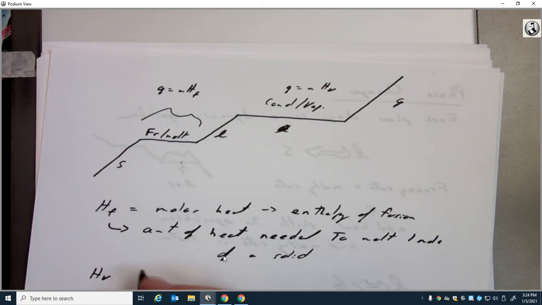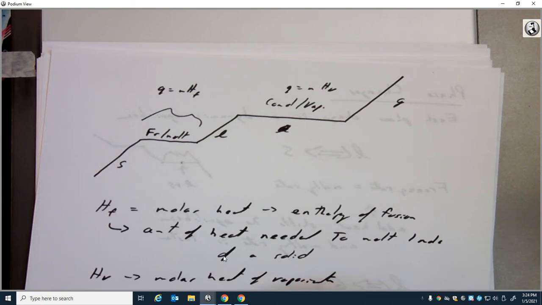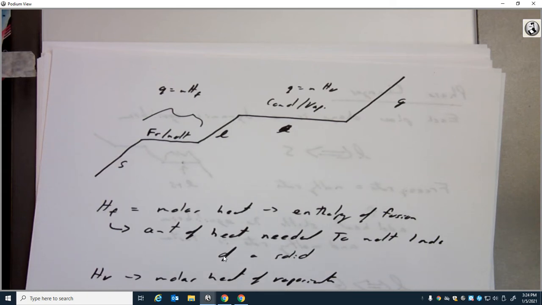H_v is the molar heat of vaporization, which is the amount of heat needed to vaporize 1 mole of a liquid.